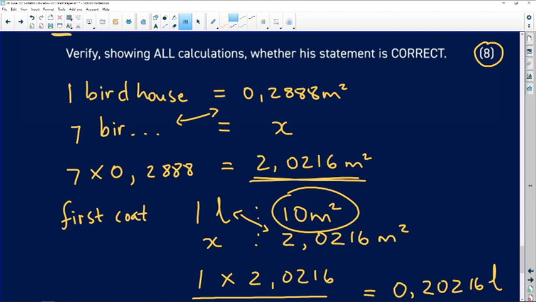So I'm using a different method. Yeah, because they started with one birdhouse. Me, I'm doing all 7 at the same time. No, it's fine. It's fine.